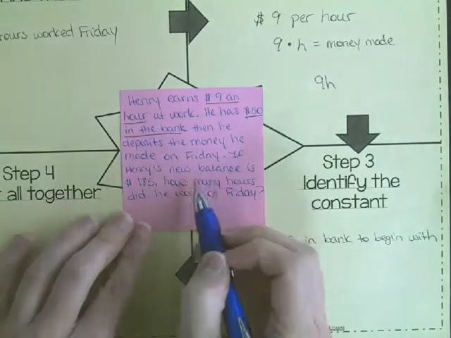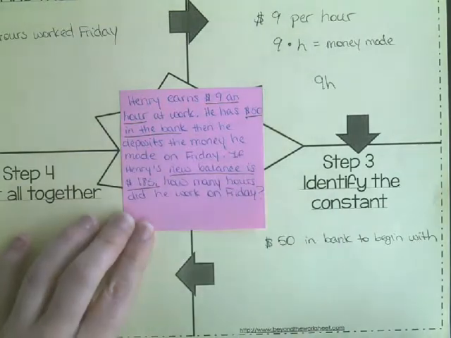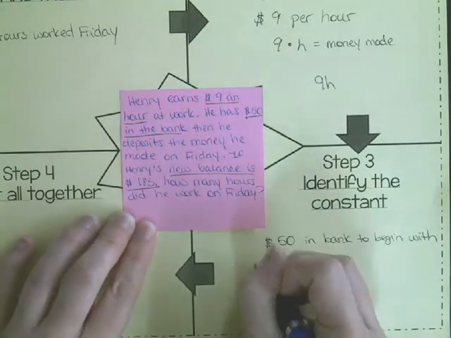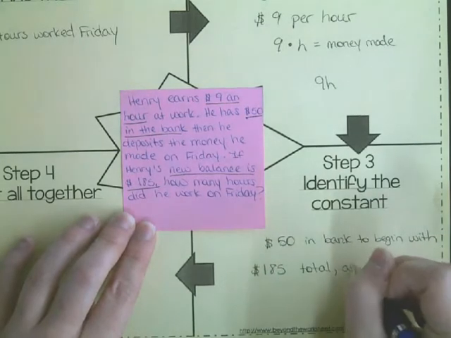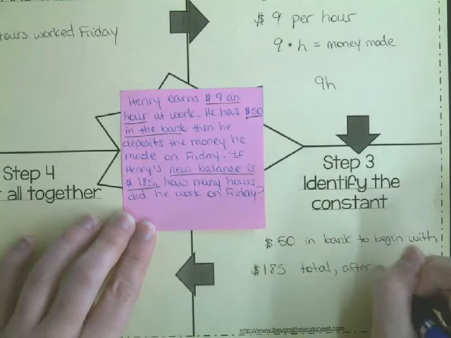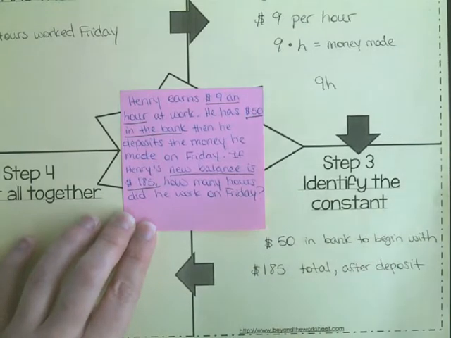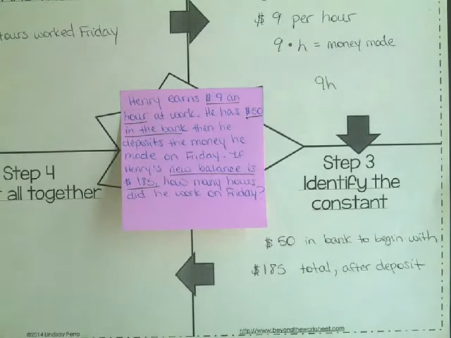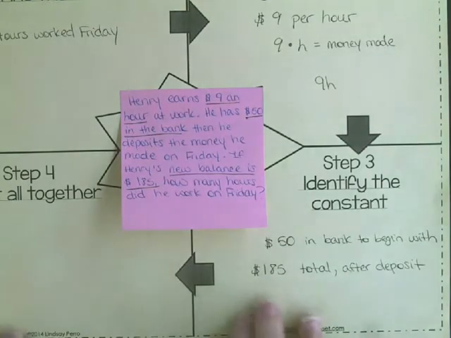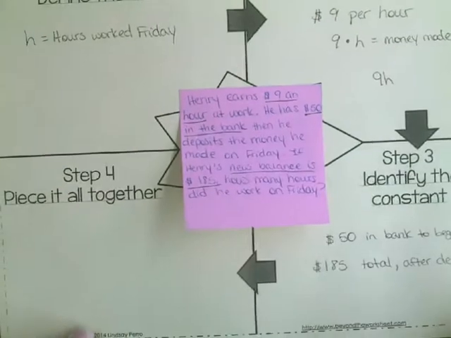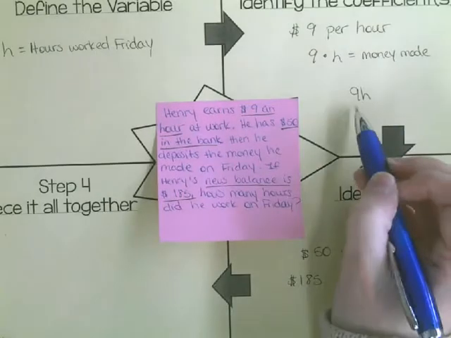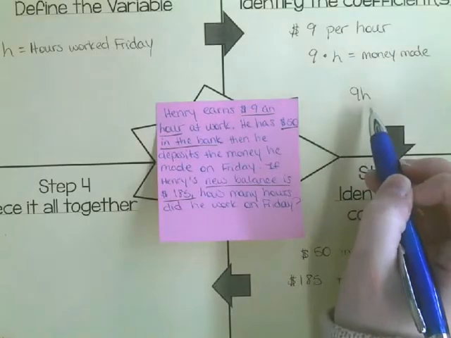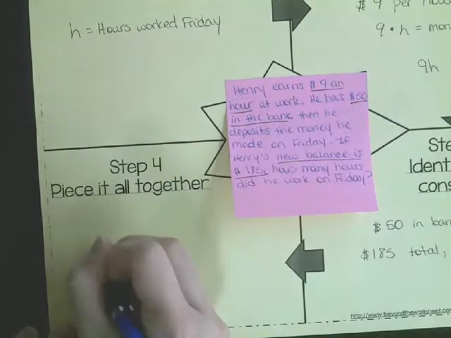Then it says his new balance is $185. So that means he has $185 total. That would be after the deposit. So now that we've identified what each part actually means, our final step, we can just piece all of that together. Alright, so we already know that we have to multiply 9 times the hours he worked to figure out how much money he made on Friday. So 9 times H.